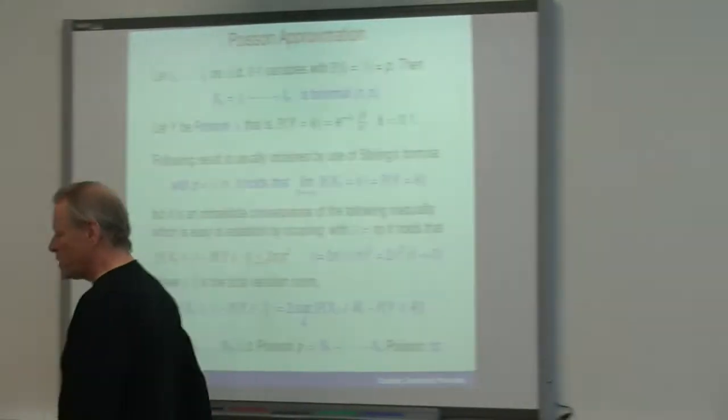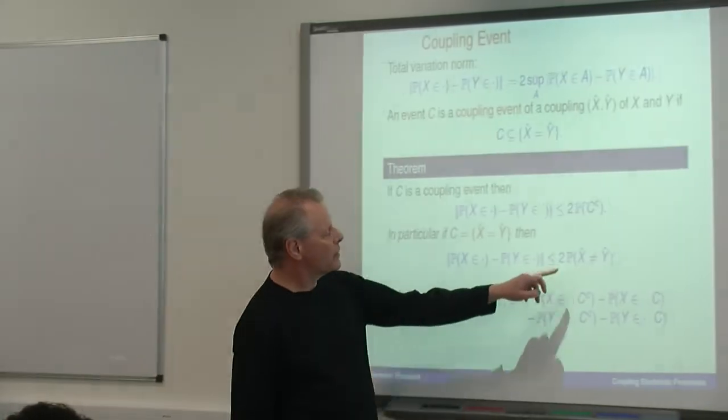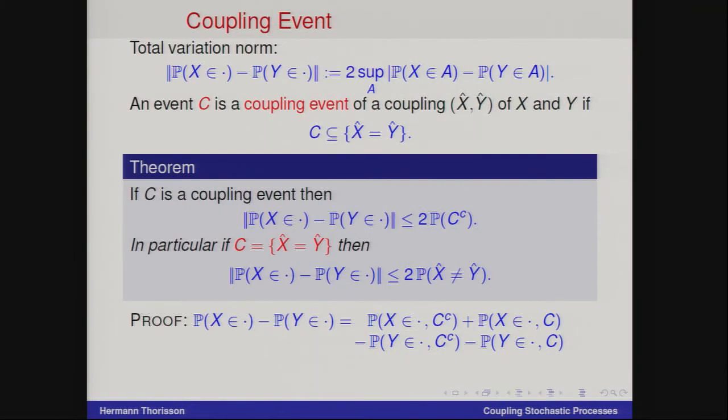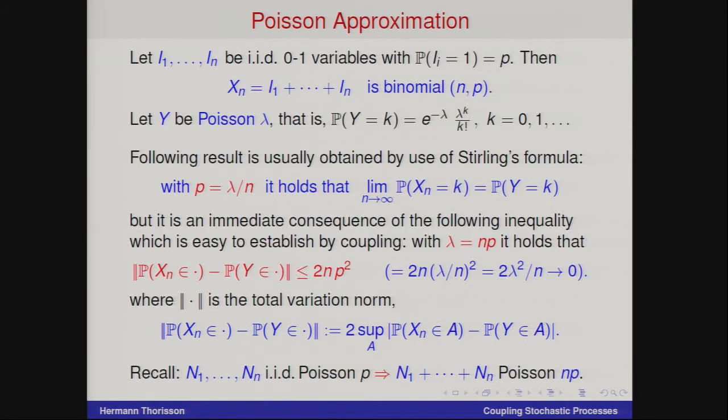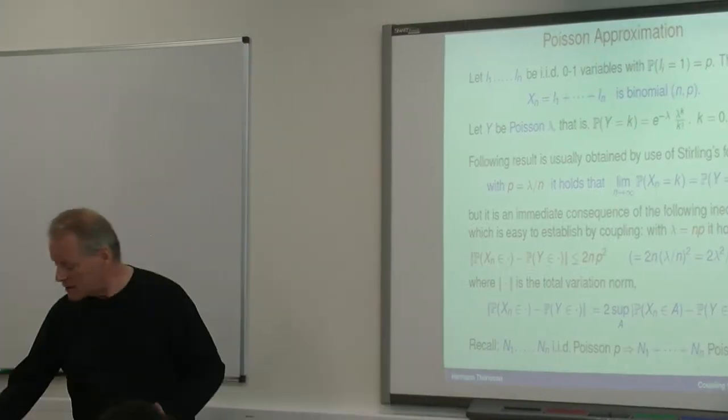So we have this. Why do we have this? It's because of this inequality here. So this is less than or equal to p squared. So put in p squared there, and you get this. Okay, so this was coupling.